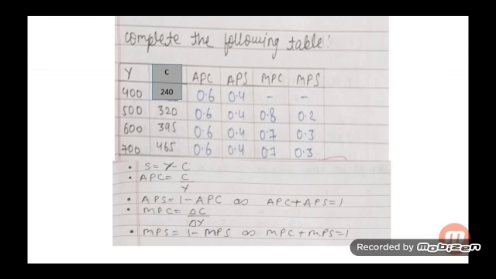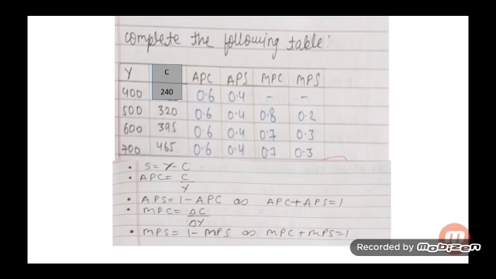Now, to calculate MPC, always remember, for the first income and consumption, there is no MPC and MPS. We will calculate MPC and MPS from the second level of income, that is, according to this table, from 500. Because to calculate MPC, we have to calculate the change in consumption upon change in income, that is 320 minus 240 upon 500 minus 400, and we will get the final answer for MPC as 0.8.